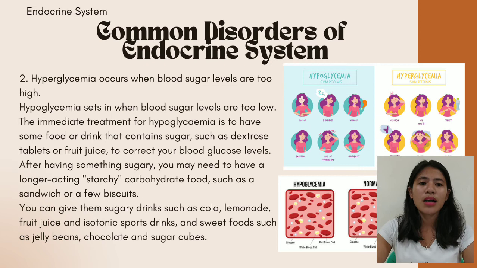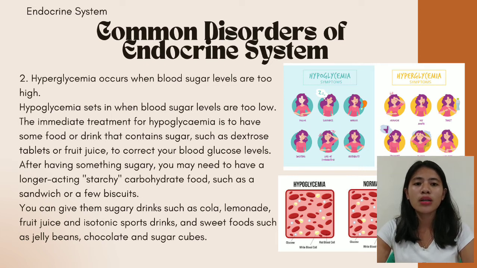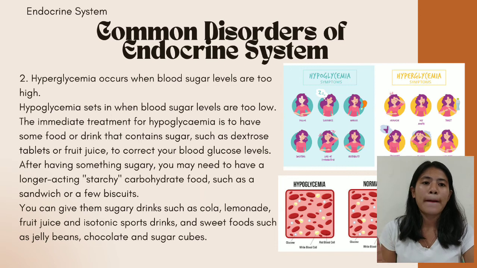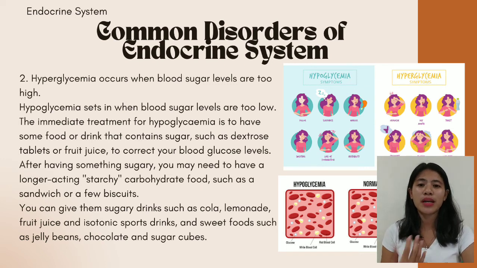So, after having something sugary, you may need to have a longer-acting starchy carbohydrate food, such as sandwich or a few biscuits. And then you can give them sugary drinks such as cola, lemonade, fruit juice, and isotonic sports drinks, and sweet food such as jelly beans, chocolate, and sugar cubes. So, sa mga nagkakaroon ng low blood sugar or the hypoglycemia, kailangan natin silang bigyan ng mga sugar content ng mga food. So, dapat maparami yung mga sugar nila. So, kailangan hindi rin yung much sugar kasi magkakaroon din sila ng hyperglycemia.